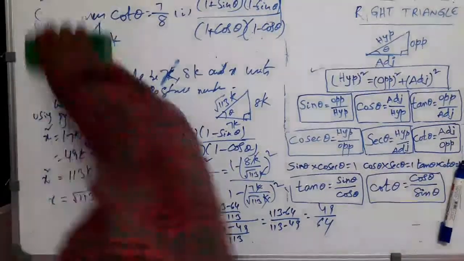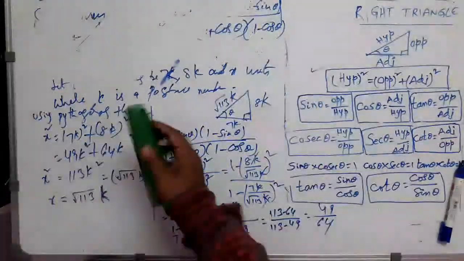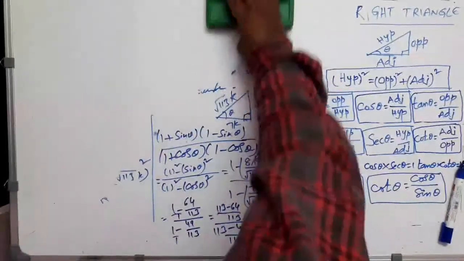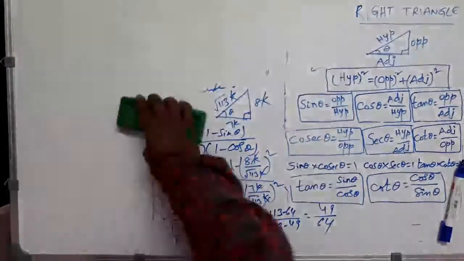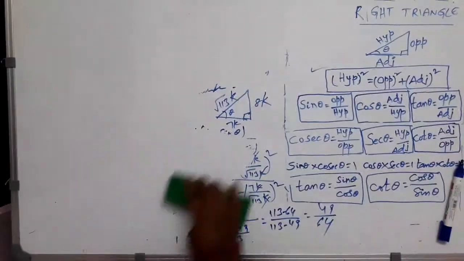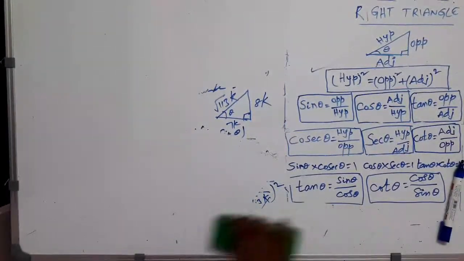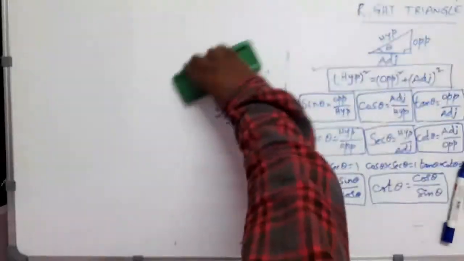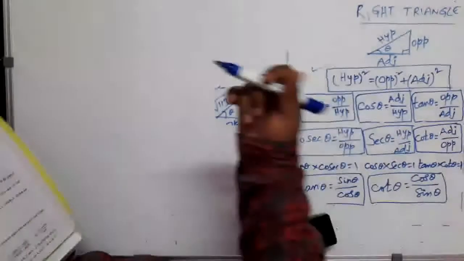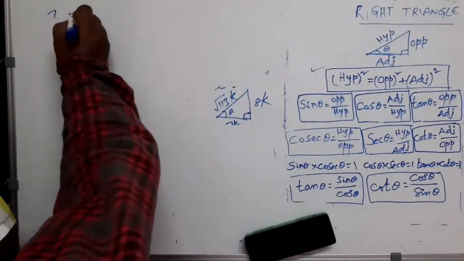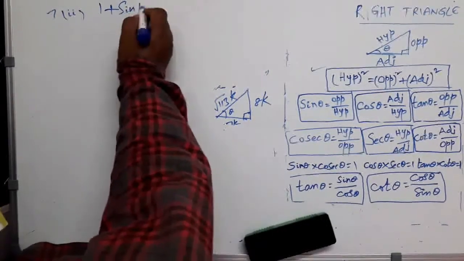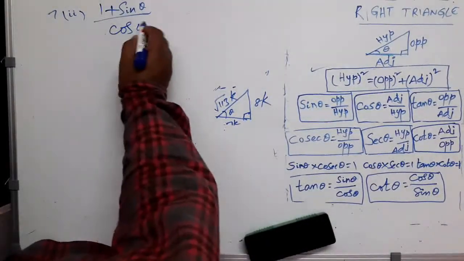This is question number 7. Anyway, we have got the second part also now. For this question, of course, we have a second part also. What is the second part of this? You find the value of 1 plus sine theta divided by cos theta, right?